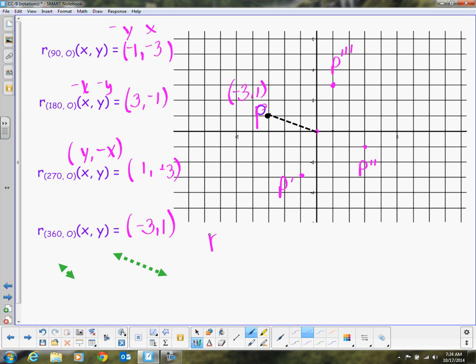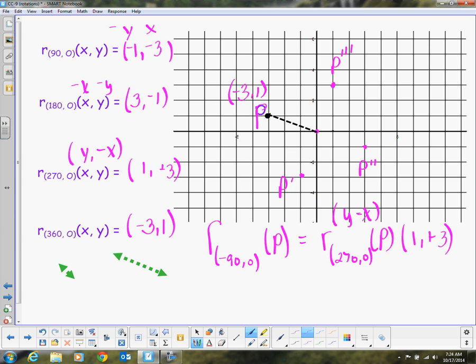All right, what if I want to rotate a negative 90? Again, these are subscripts. So this is rotate a negative 90 about the origin of point P. This is the same thing as a rotation of what? 270. So if you can make that switch, that means we take our x's and y's and we switch them. And for 270 that's going to be negative. So we put the y first, x second, and put the opposite of x.